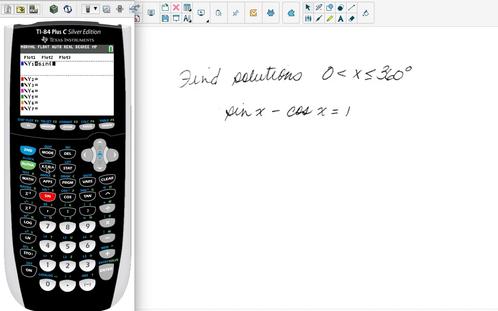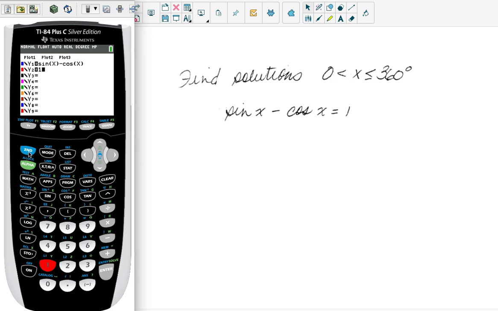Sine of x. We're going to use this button, the second button from the left here. And in parentheses, subtract cosine of x, just like so. Now in our y2, we're going to enter the right side of my equation. So in the first y equation, it's the left side, and in the second y equation, it's the right side. Now, anywhere these two curves intersect will give me a solution.